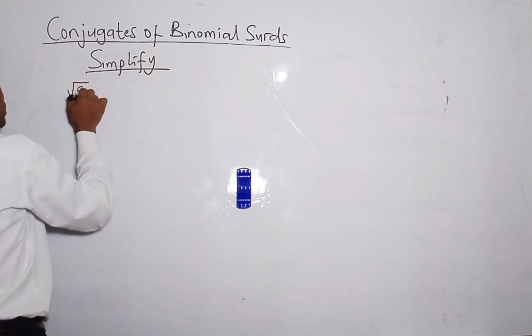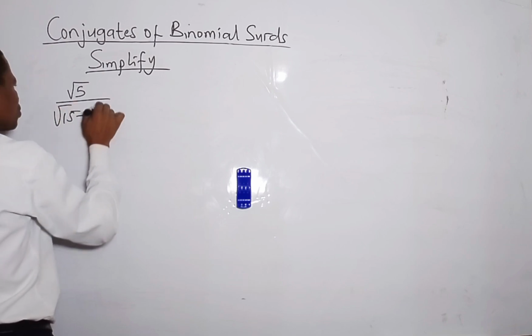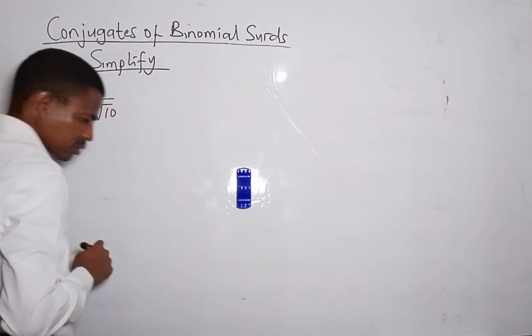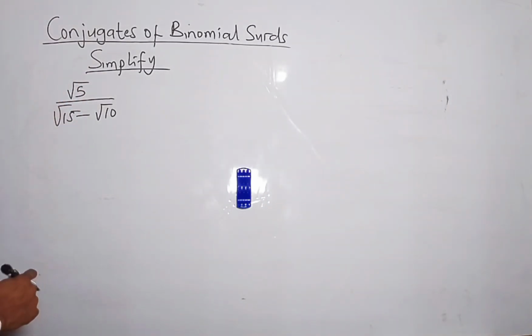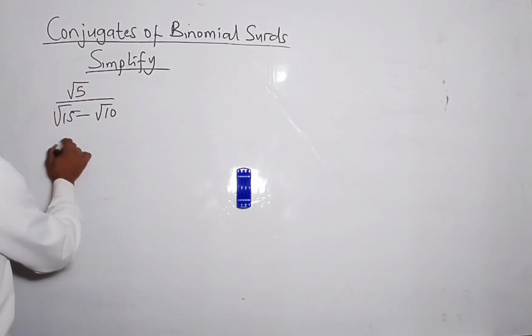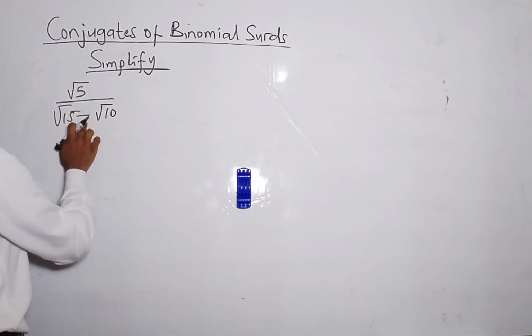Root 5 over root 15 minus root 10. Simplify. Root 5 over root 15 minus root 10. So how do we do this? The conjugate will be root 15 plus root 10.